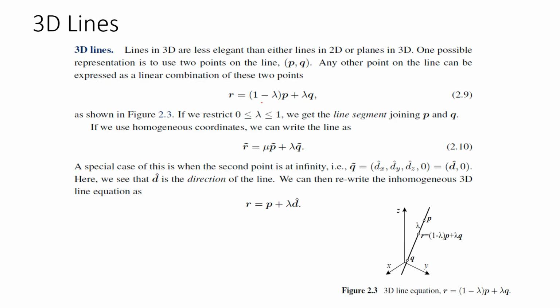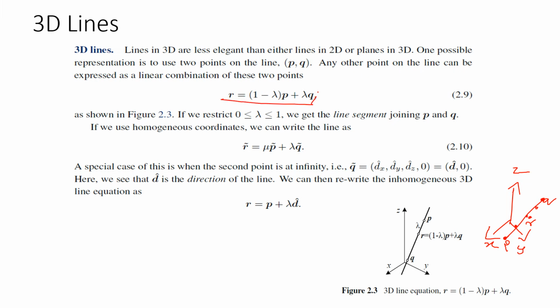Next, we are going to see about lines. The 3D plane is represented here with X, Y, and Z, and a line is drawn. When we draw a line, we will have two points, P and Q. Assume we have two points P and Q, and if we want to determine whether any other point like R lies on the line or not, we can use this equation.